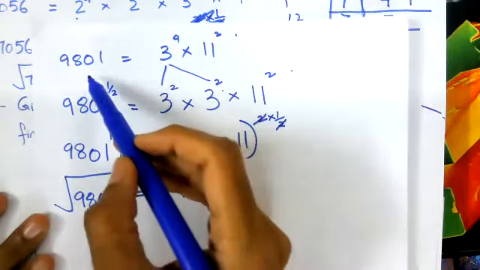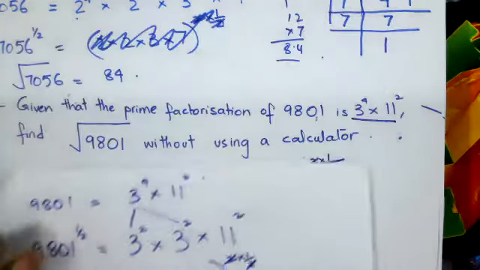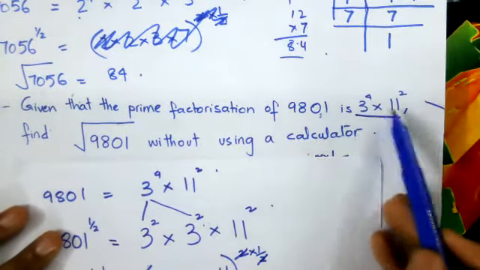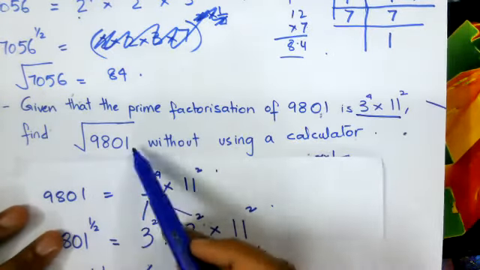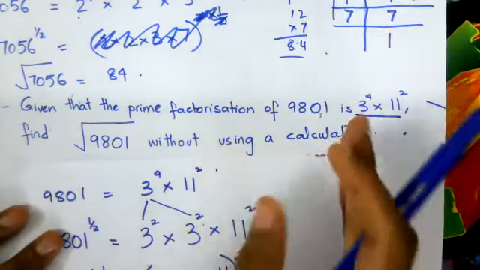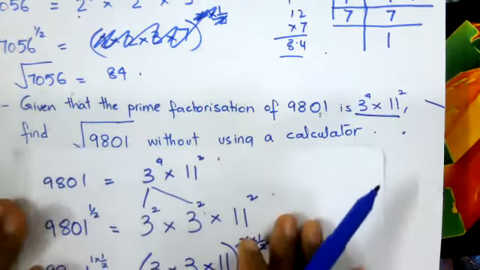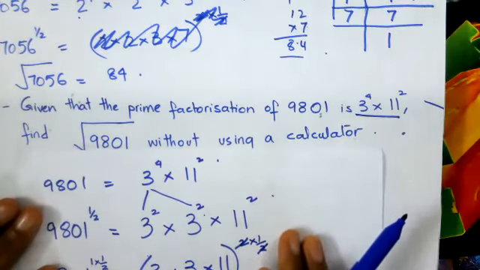Okay, so the question was asking this: given that the prime factorization of 9801 is this, find the square root of this without using a calculator. Now you can use different methods, but of course whatever works for you, whatever you find convenient and easy, you should go with that.